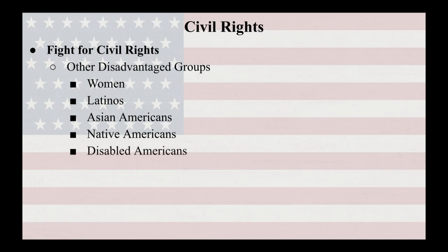Disabled Americans are a group of disadvantaged individuals. In 1973, the Rehabilitation Act outlawed discrimination on the basis of disability. In 1990, the Disabilities Act guaranteed equal employment rights and access to public businesses for the disabled and barred discrimination in employment, housing, and healthcare. So you cannot be discriminated against just because you have some kind of a disability.